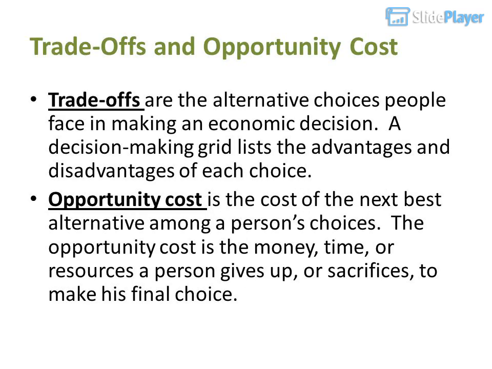Trade-offs and opportunity cost. Trade-offs are the alternative choices people face in making an economic decision. A decision-making grid lists the advantages and disadvantages of each choice. Opportunity cost is the cost of the next best alternative among a person's choices. The opportunity cost is the money, time, or resources a person gives up, or sacrifices, to make his final choice.